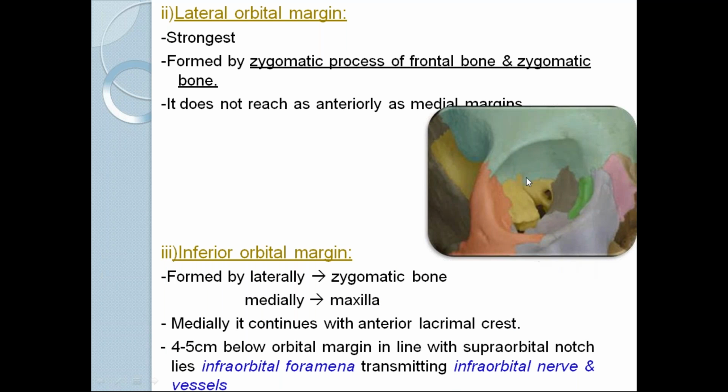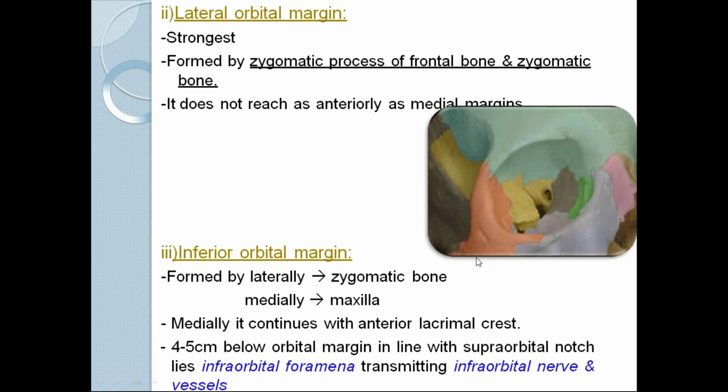Now what is next? You have the lateral orbital margin. It is predominantly formed by the zygomatic process of the frontal bone. So this is the zygomatic process of the frontal bone. This entire thing is frontal bone. This is towards the zygoma, that is why it is called the zygomatic process of the frontal bone, and this is the main zygomatic bone.